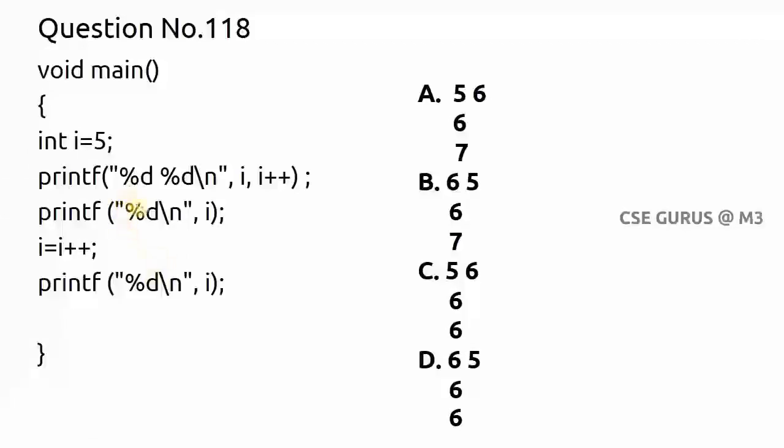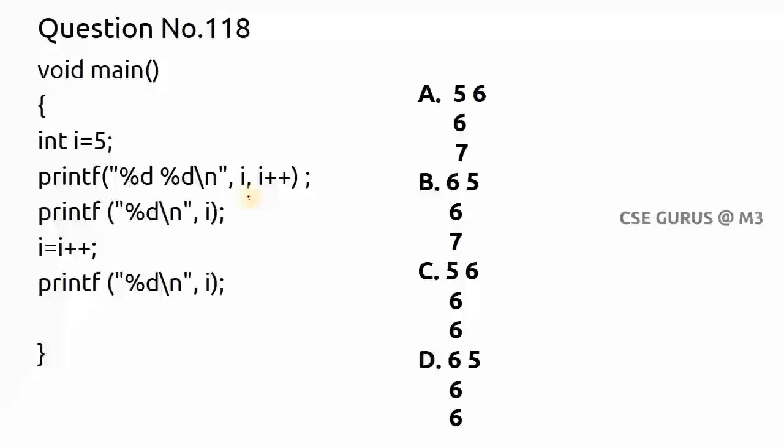So here I equals 5, printf %ld I comma I plus plus, whereas printf %ld \n comma I, like this it is given. So what will be the output here? Now how will it be executed? Anyway here I equals 5 is given, I comma I plus plus. So which has to be executed?